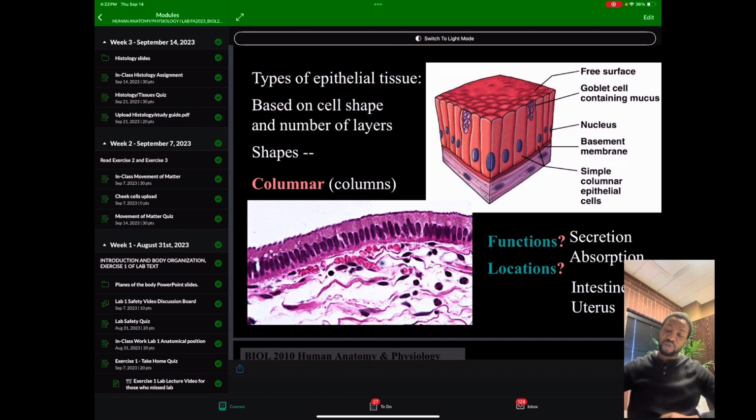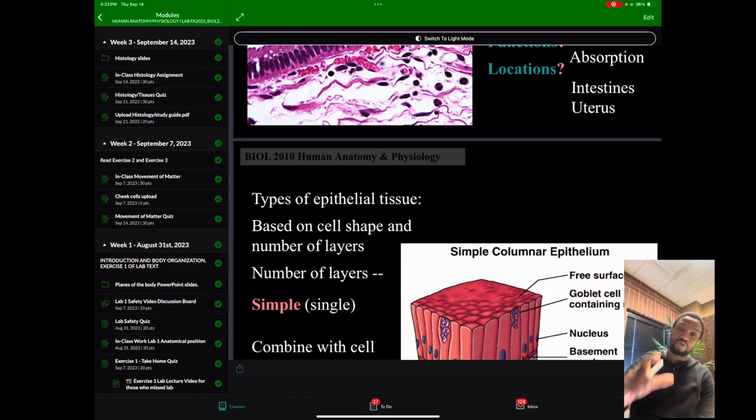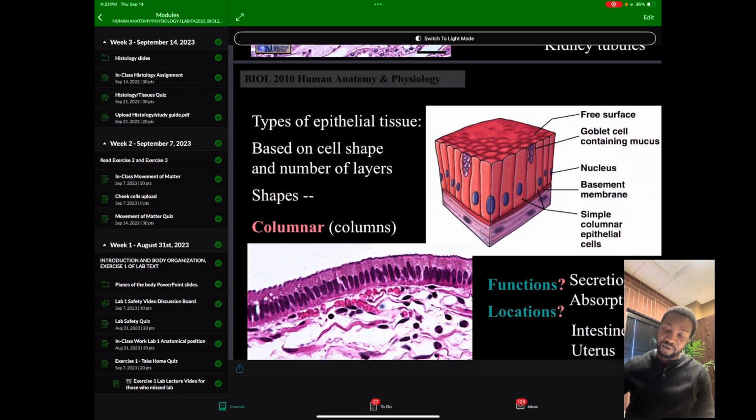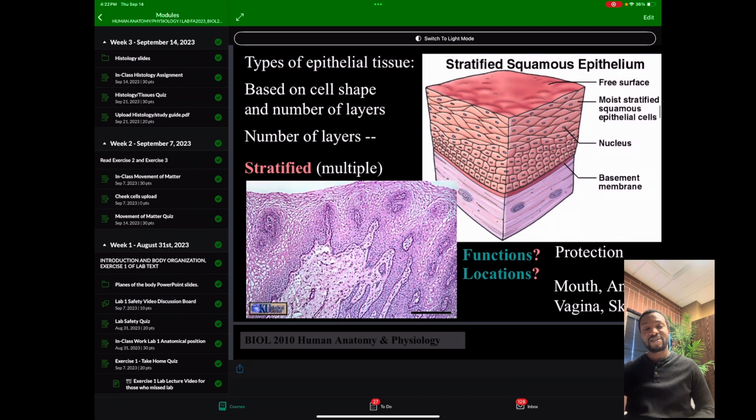Absorption and secretion. So here we find them in the intestines and in the uterus, anywhere that requires absorption, storage, because they're long. Then we have here a simple columnar. And then here we've got stratified, the stratified squamous, flat cells that have many layers. Perfect example is your skin. Okay, skin, mouth, anus. Those are parts of your body that have multiple layers. Okay, your colon, and because they're stratified.